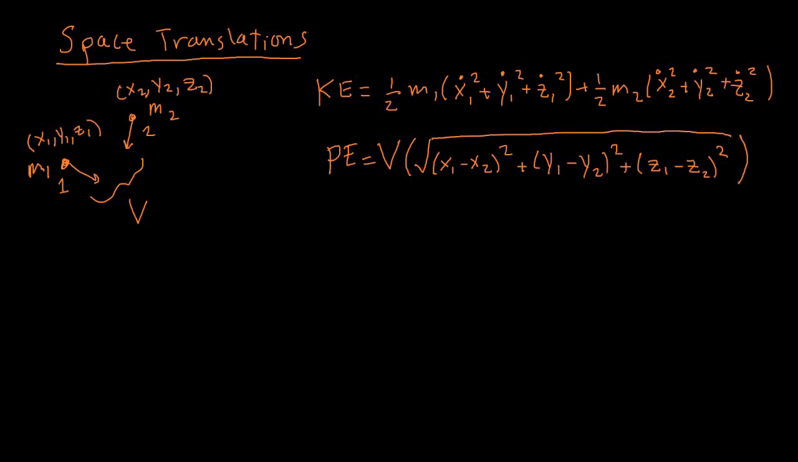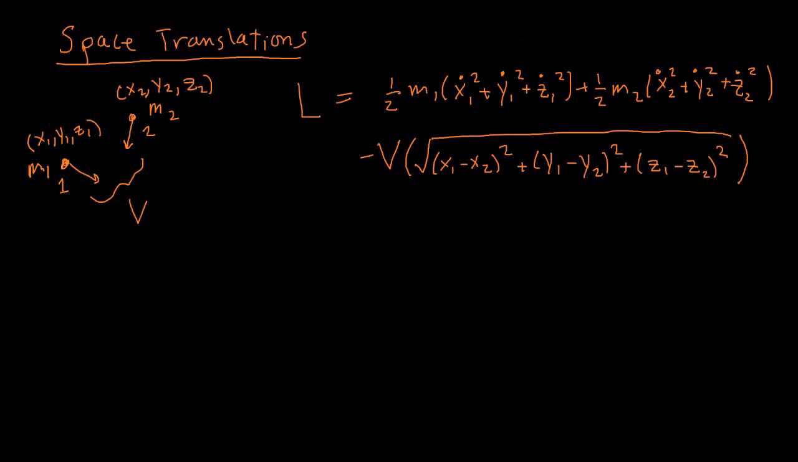Okay, now our Lagrangian is just the kinetic energy minus the potential energy. So our Lagrangian L is equal to the kinetic energy minus the potential energy.